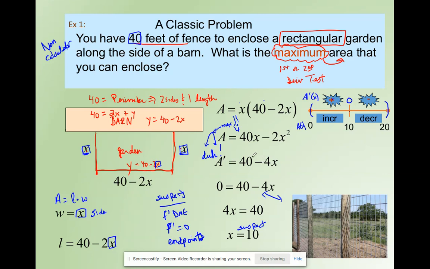Now, unlike when I was just giving you a random function and asking you to find maxes and mins and justify, you don't need to write out a sentence here. You just need to show me your number line work.